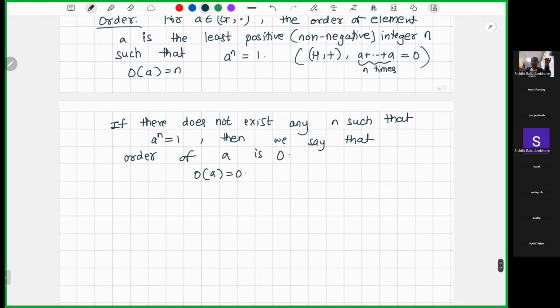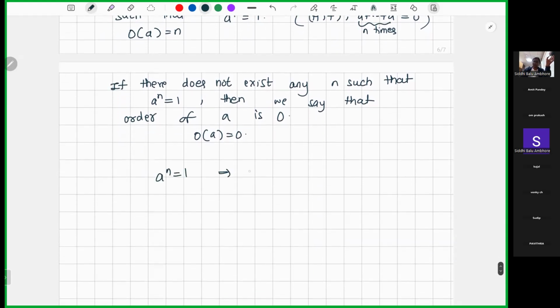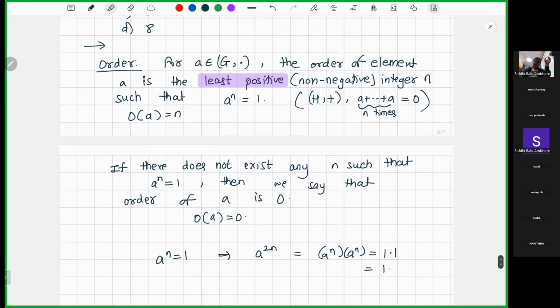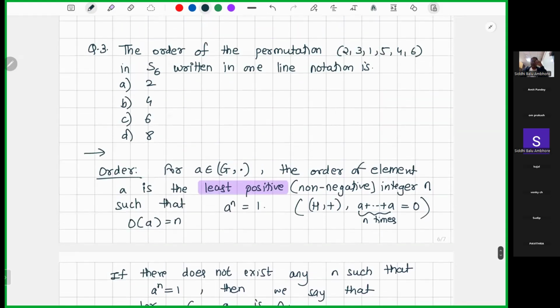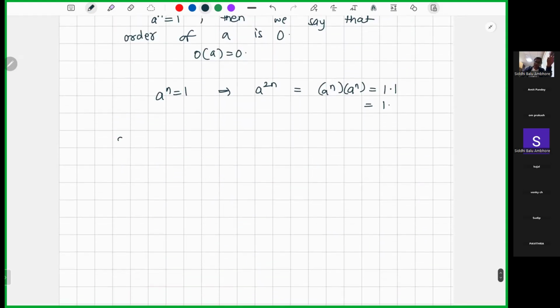Why least is because otherwise it won't have any significance, because if A power n is 1, then A power 2n will be A power n into A power n, and this is 1 into 1, which will be 1 anyway. So we say that order is the least positive, the smallest number such that A power n is equal to 1. And here we have to find the order of a permutation. I hope you all know what a permutation group is, right? It is the set of all permutations.